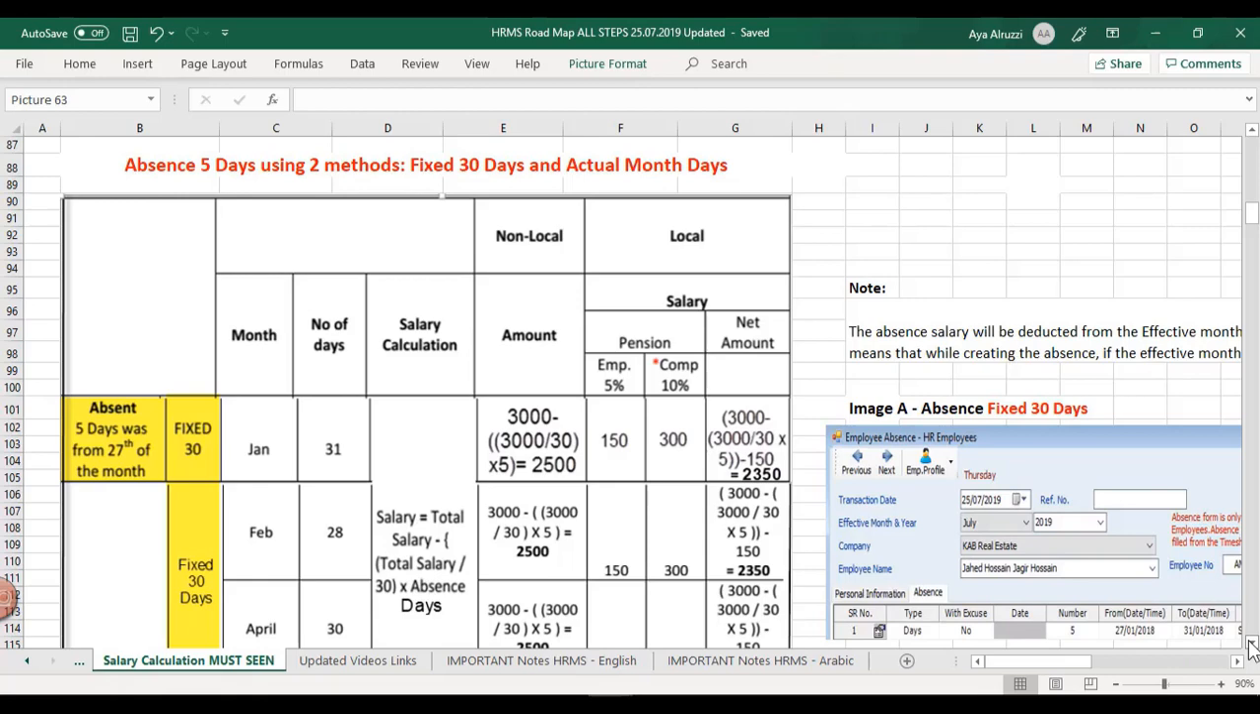Let's say, for example, the method which was selected was based on fixed 30 days, and then later on in the next month, or months later, the policy again changed to actual days. In this case, how is it going to be calculated? Which method or which policy is it going to follow? Basically, the effective month of the salary sheet.